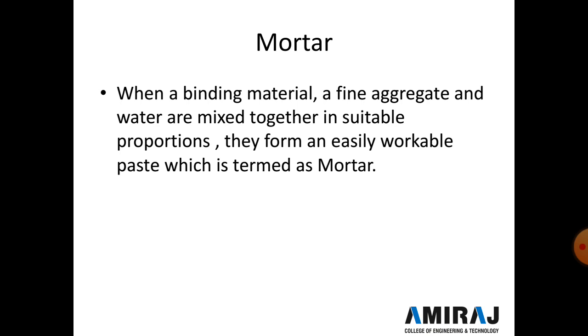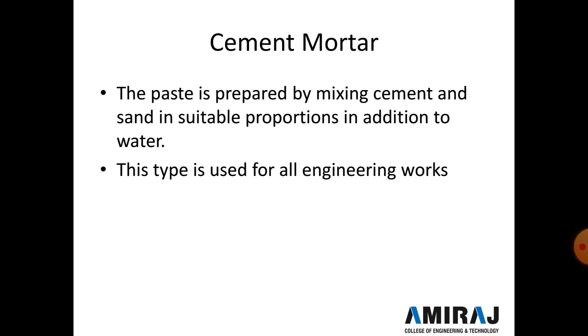And when a binding material like fine and coarse aggregate are mixed in a suitable proportion, they form an easily workable mix which is termed as plastic or wet green concrete. Here mortar is divided into two parts. First is cement mortar and second one is lime mortar. So we discuss the cement mortar.